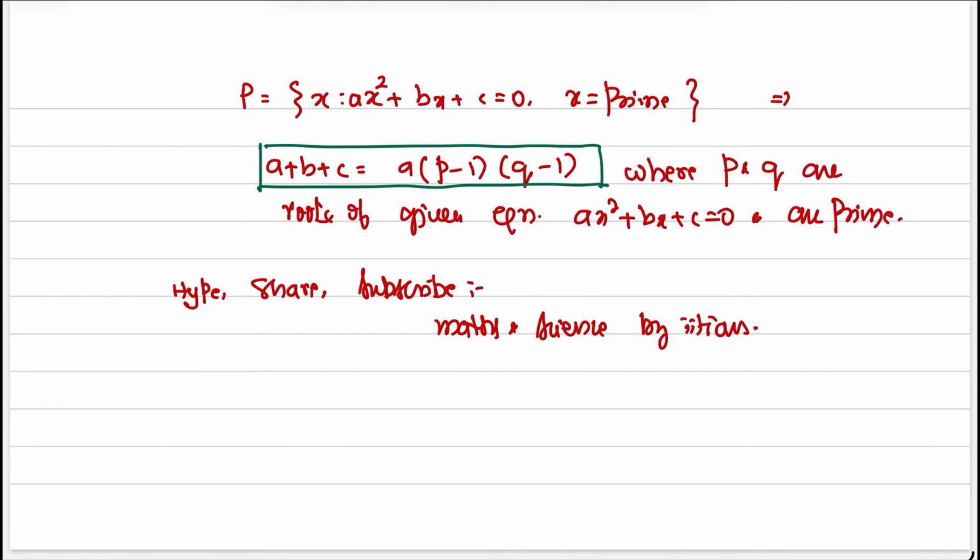I will be bringing this type of problems in set theory for some more lectures, and let us see. We will move to the level of understanding the set theory questions.